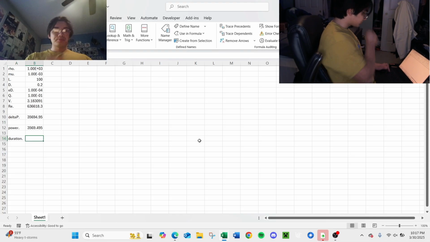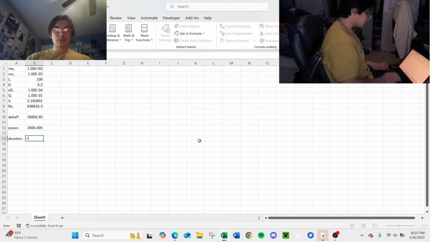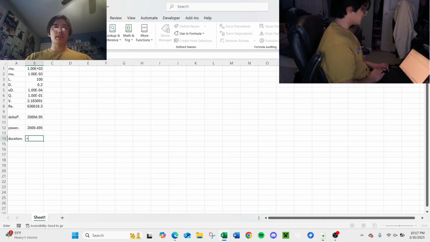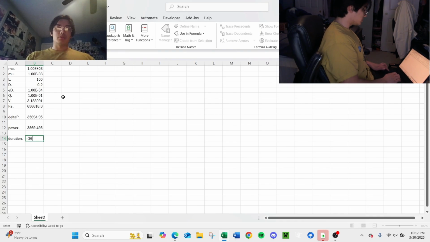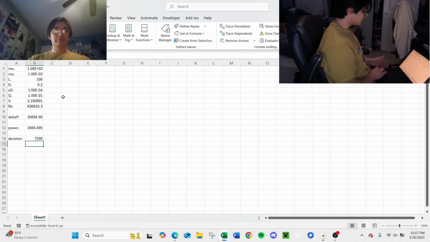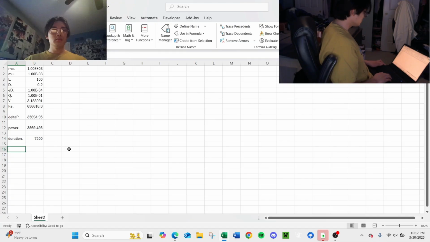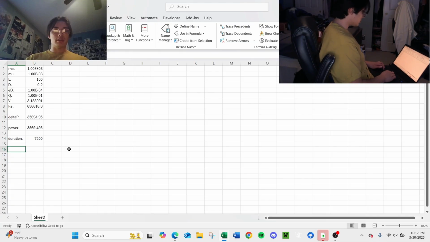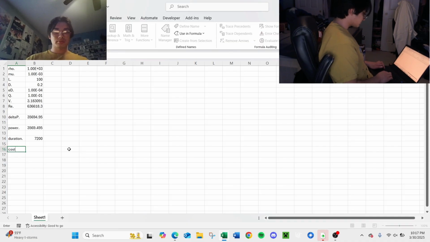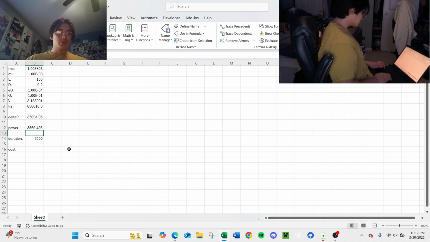And so what we do for this, since we're taking time in seconds, we need to acknowledge that there are 3,600 seconds in 1 hour, so we just multiply that by 2. We get 7,200 seconds. Pretty simple stuff. So now we can finally get the cost. But first we need to convert this number.